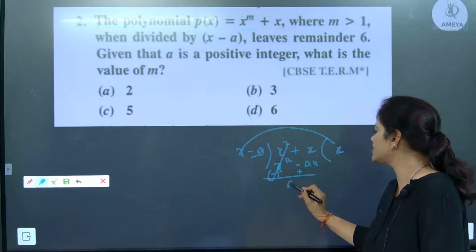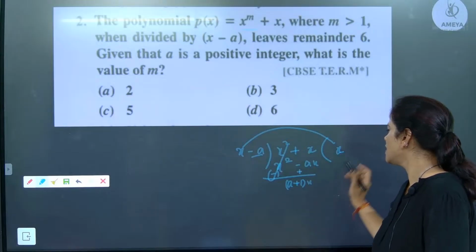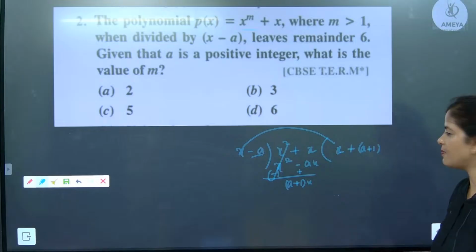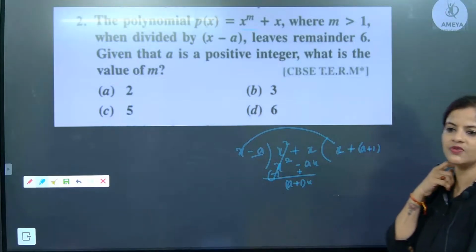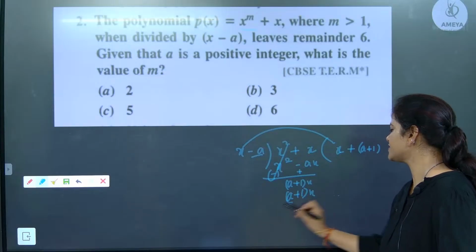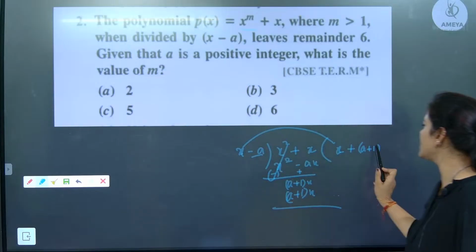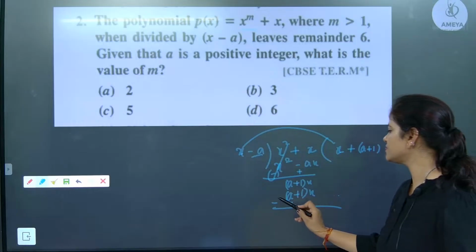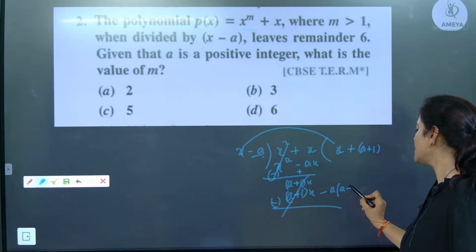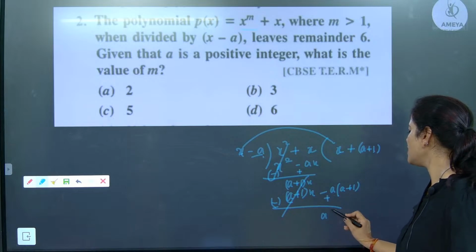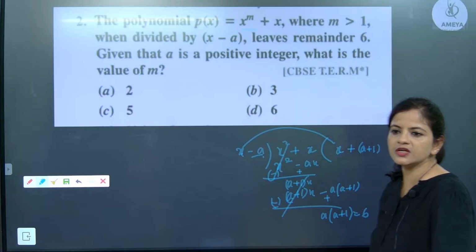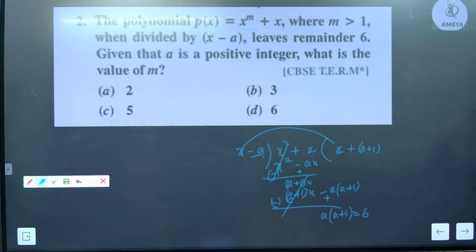So here we will arrange it nicely: a plus 1 times x. Now we multiply it with a plus 1. When multiplying, x multiplied with a plus 1 becomes a plus 1 times x. Minus cancels. Minus a multiplied here gives minus a times a plus 1. Now a plus 1 is equal to 6, where the remainder is coming as 6.